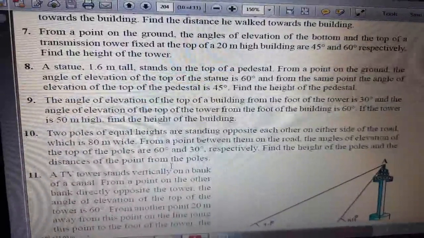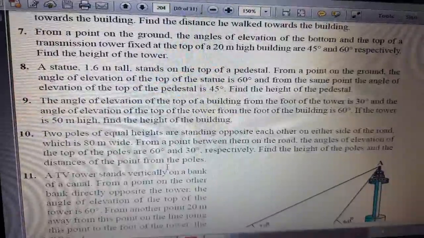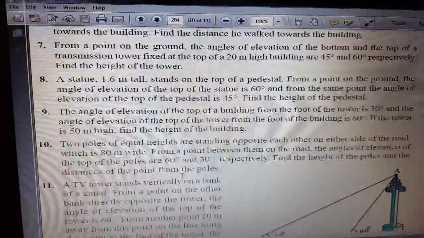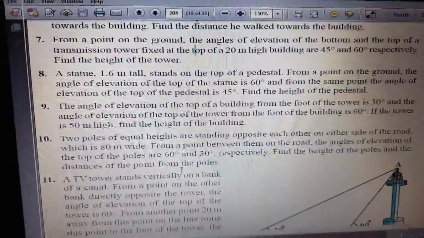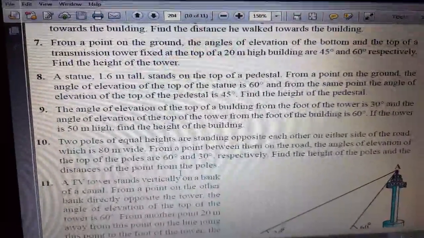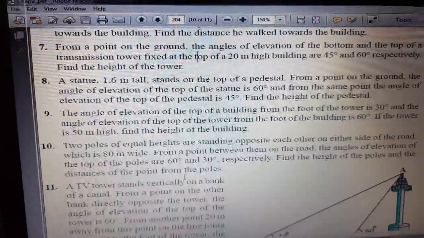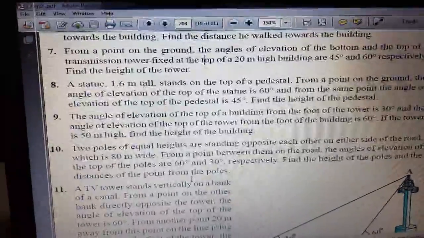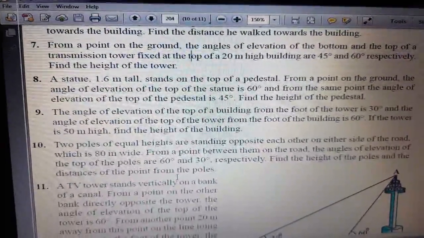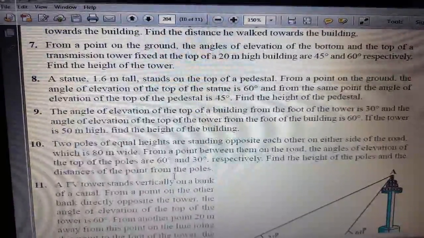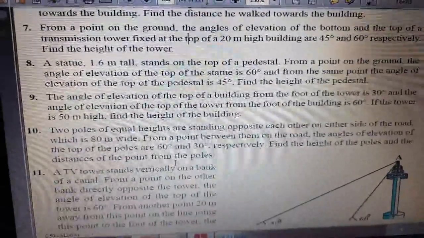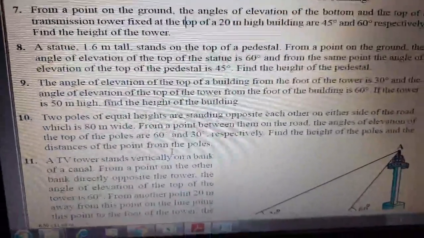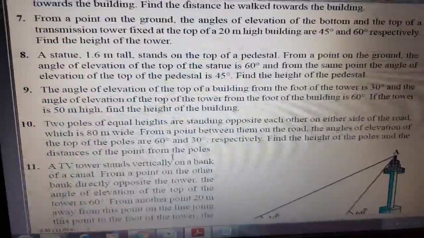So in this we have two structures: one is a building and one is a tower. If we are watching from the foot of the tower, both the building and the tower are standing opposite to each other. That is why there are two situations: watching from the foot of the tower to the top of the building, and watching from the foot of the building to the top of the tower.